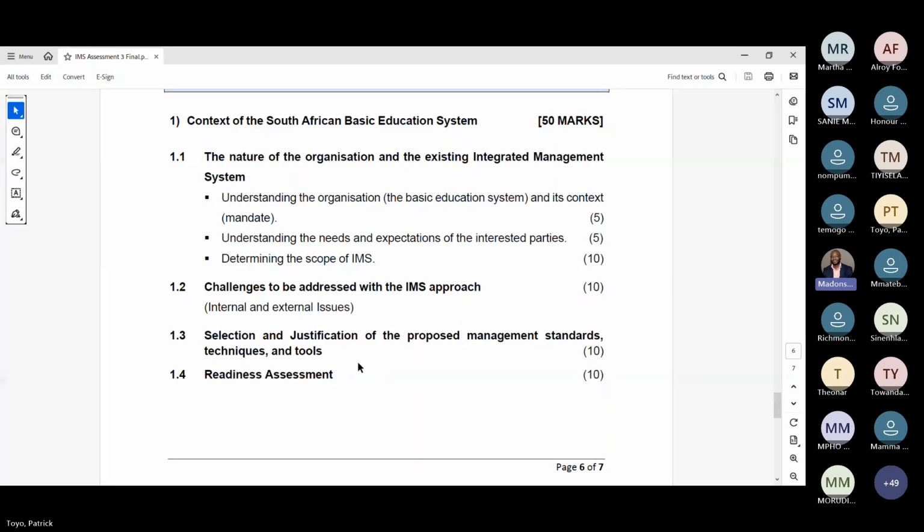But then again, from the IMS perspective, we always look at internal and external issues, which I'm of the view that we have now established through the case studies. What issues are they currently facing? Then from those issues, you should be able to determine whether these are internal or external.